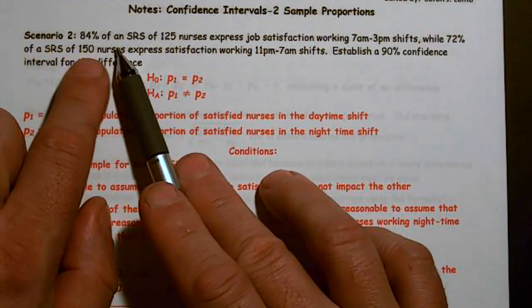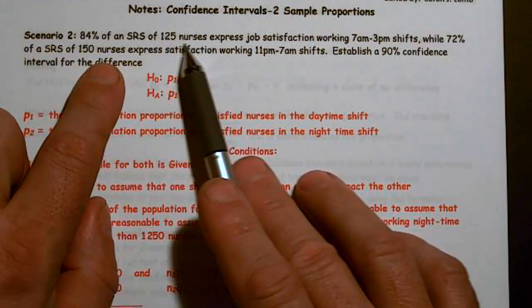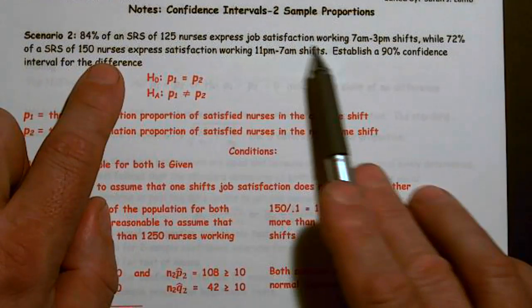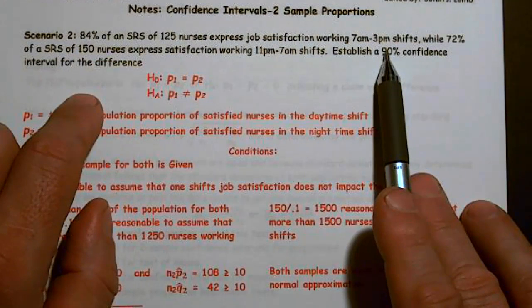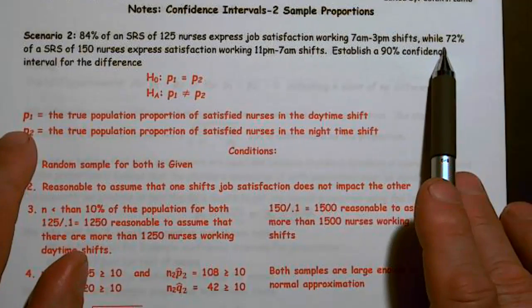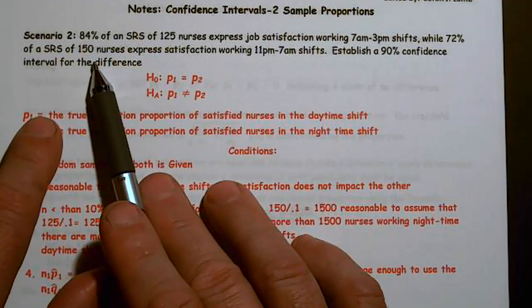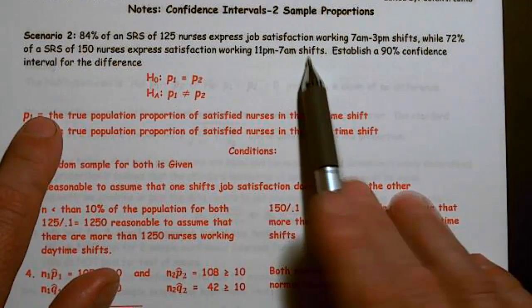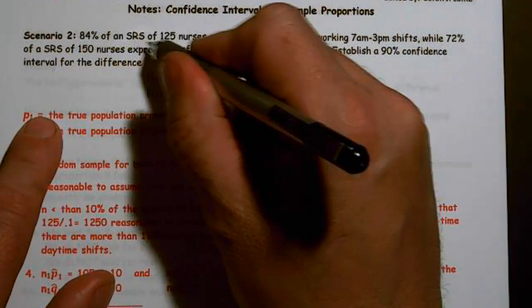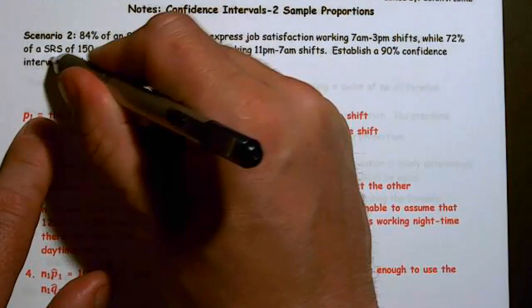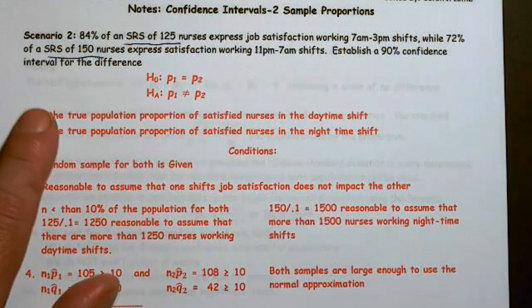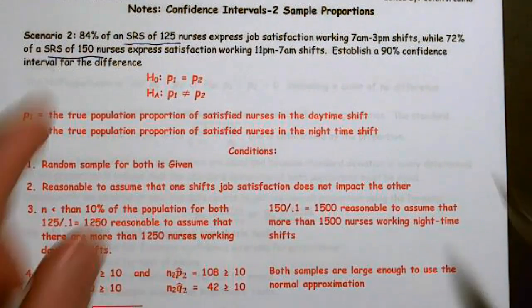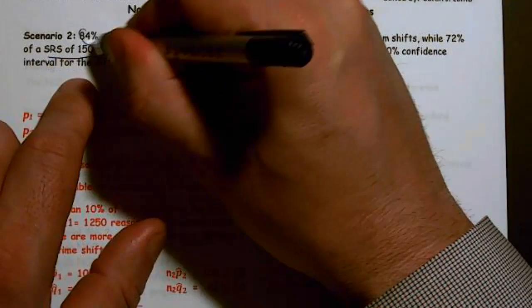84% of a simple random sample of 125 nurses expressed job satisfaction working from 7 a.m. to 3 p.m., while 72% of a simple random sample of 150 nurses expressed satisfaction working from 11 to 7. Well, I have two random samples. So that means I'm working with two groups, and in both cases, I have a proportion.